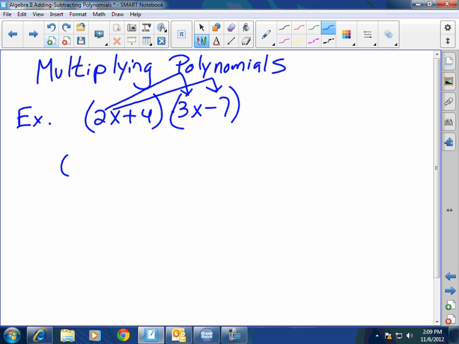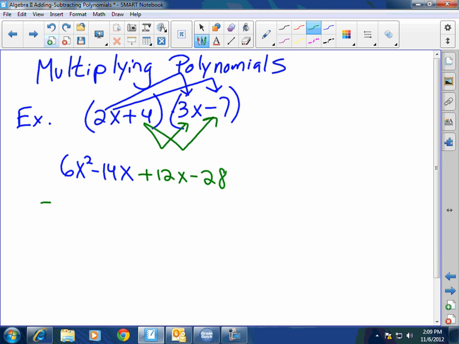So this is going to become 6x squared minus 14x. Then I'm going to change colors. I'm going to take the second term of the first polynomial and multiply it to everything in the other polynomial. So that's plus 12x minus 28. Now I'm going to add like terms and put it in standard form. So this would equal 6x squared minus 2x minus 28. Does that make sense, gentlemen?